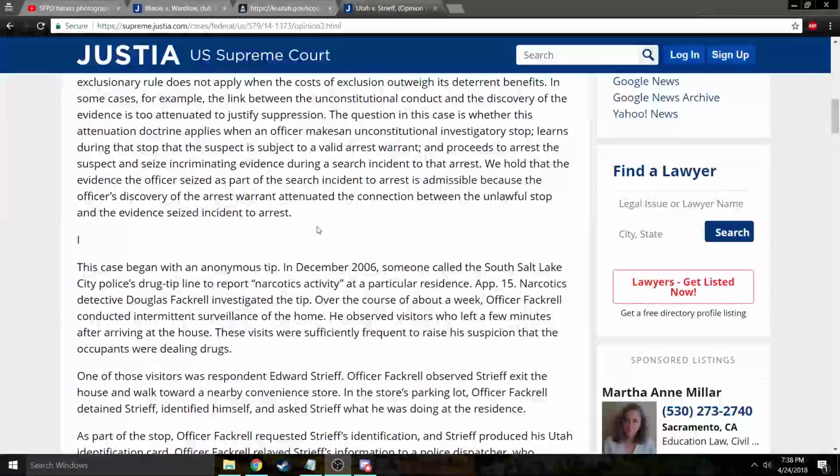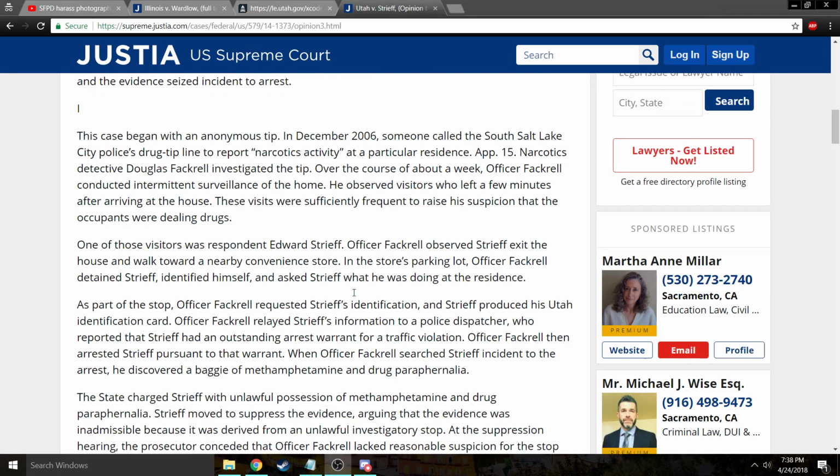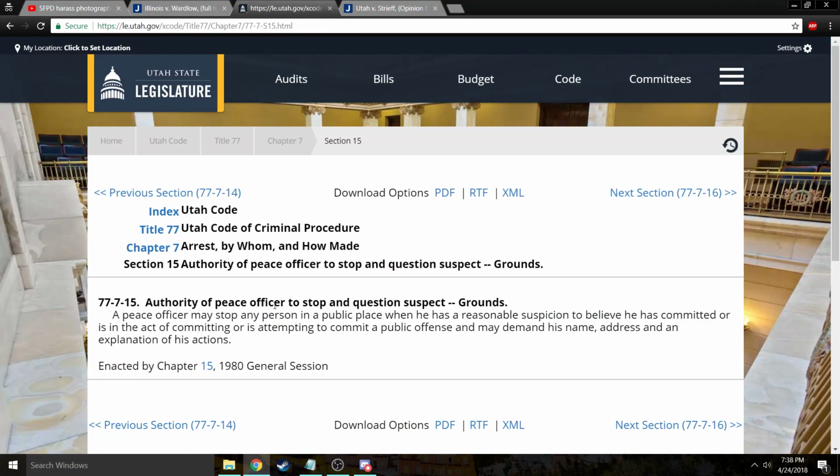So in this particular case, Streif was seen coming out of a suspected drug house. The officer followed him to a nearby convenience store where he detained Streif and demanded Streif's identification, which under Utah law, Streif was obligated to provide the officer.